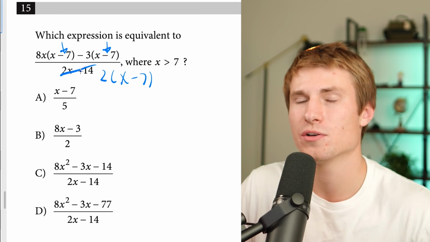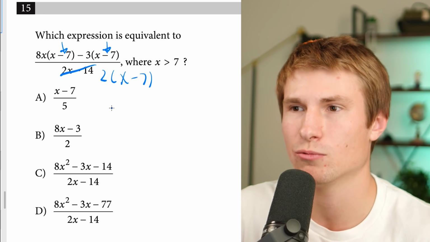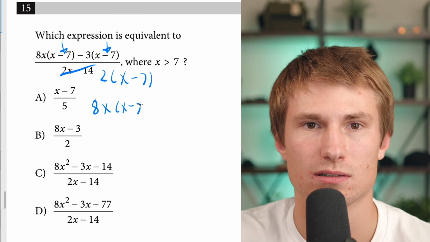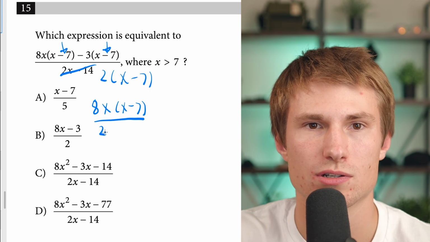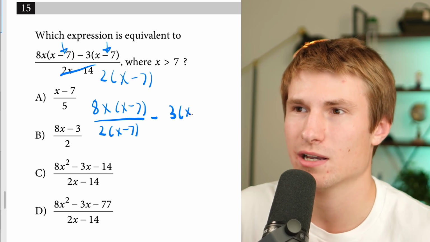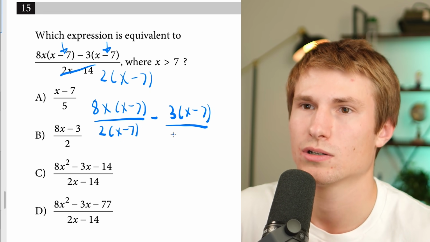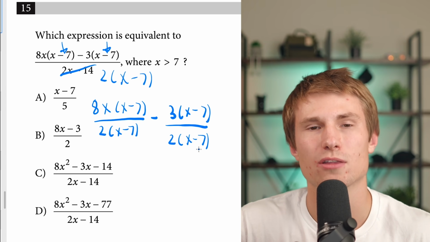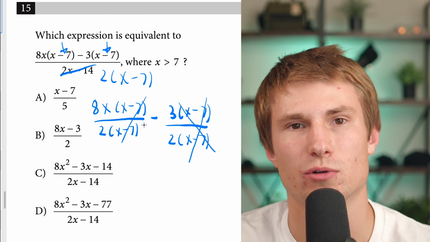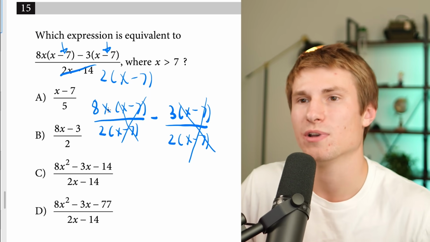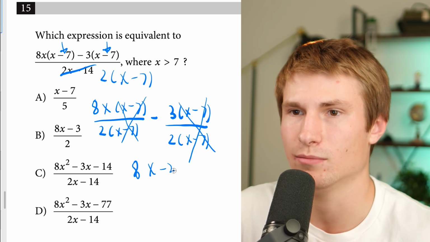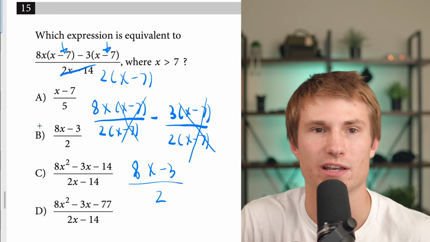So from here, I'm going to go ahead and rewrite this division problem so you can see what I'm looking for a little bit more neatly. The way we rewrite this is 8x times x minus 7 all over 2 times x minus 7, minus 3 times x minus 7 all over 2 times x minus 7. And now that we've written this, it's very easy to see that these x minus 7s are going to cancel out, which makes this equation very, very simple. Ultimately we have 8x minus 3 all over 2, which we see as answer choice B.